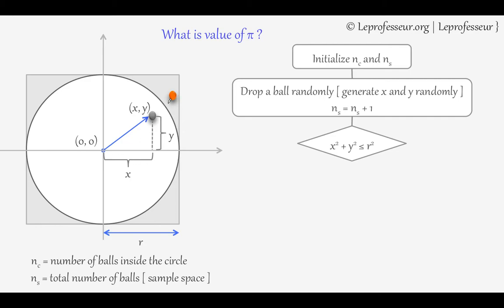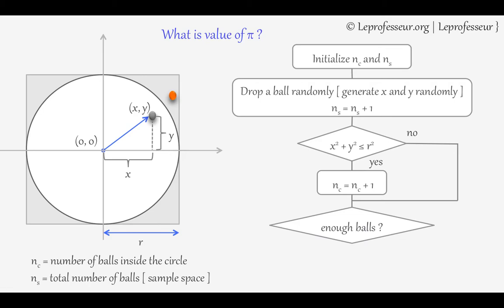So with this simple comparison, this simple condition that x squared plus y squared is less than or equal to r squared, we can know whether a particular ball, or randomly generated coordinate, falls within the circle or outside the circle. And if it falls within the circle, then we increment the value of NC by 1. Otherwise, we just go to the next step.